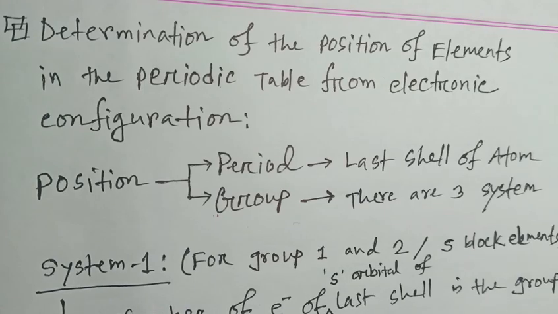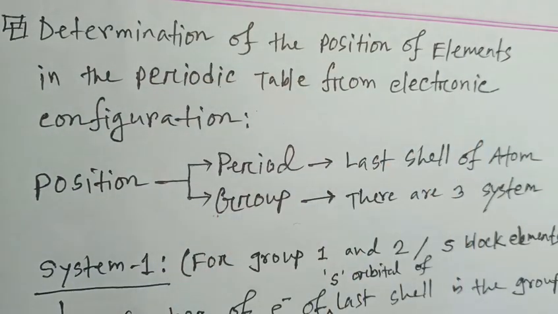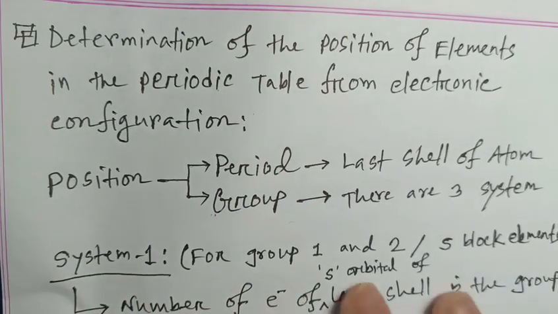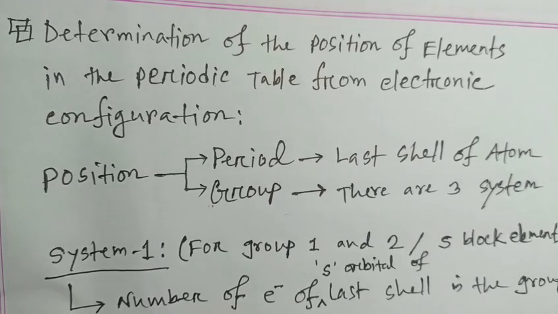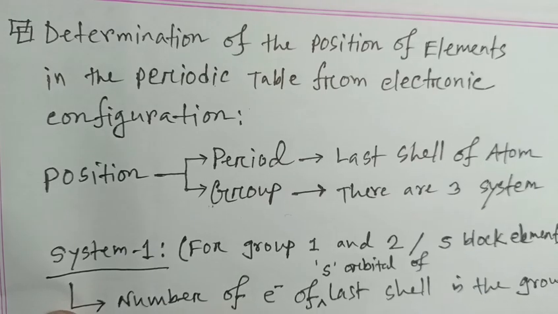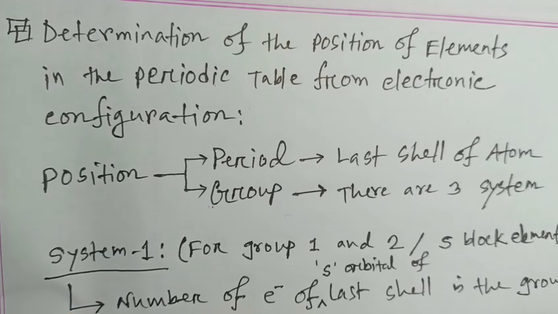Dear students, today we would like to discuss the determination of the position of elements in the periodic table from electronic configuration. In the periodic table chapter, this is a very important topic. To determine the position of an element in the periodic table, we have to write the electronic configuration first.